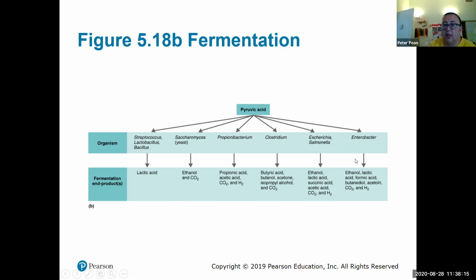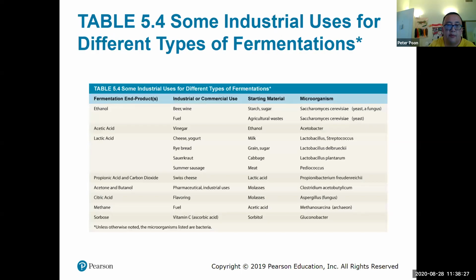Other bacteria break it down into lactic acid, which we use, acetic acid, which is vinegar, and other stuff. And this is what we get out of it.